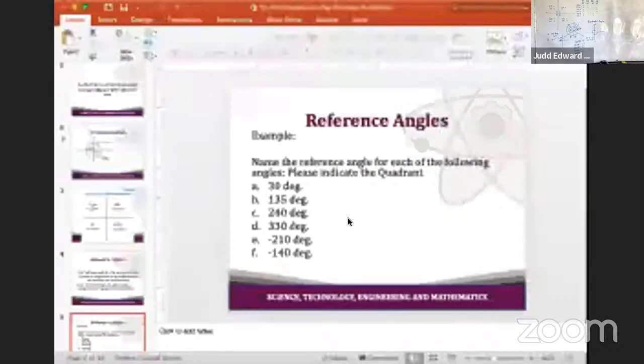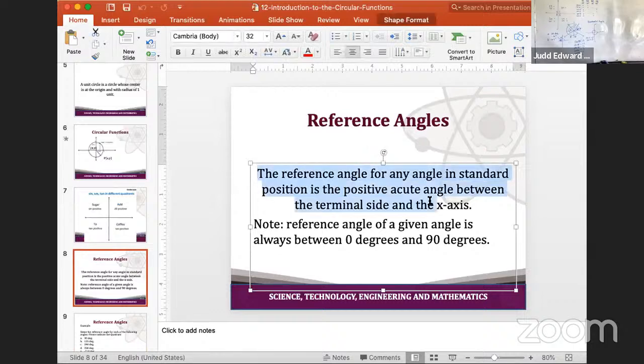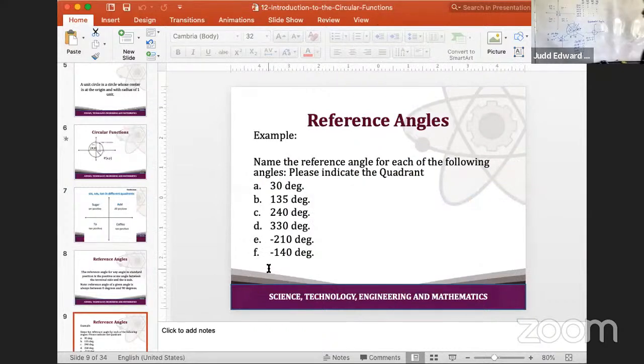Ano bang sabi natin na definition ng reference angle? The reference angle for any angle in standard position is the positive acute angle between the terminal side and the x-axis. This is the terminal side. Is this the angle between the terminal side and the x-axis? Look at this. Yes po.